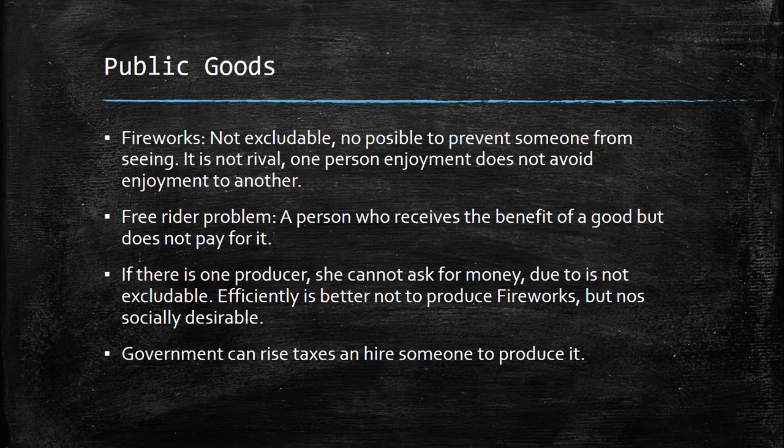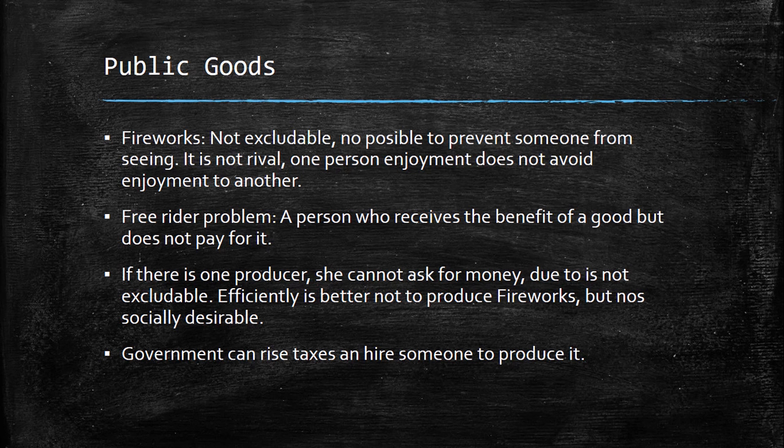For public goods, we are going to focus on a good that is a great example. We need to imagine a small town where everybody can see fireworks from any place. So we know that they are not excludable. The fact that you put them there, you cannot go and blind someone just to avoid them looking at the fireworks. So definitely we can assume that it is a non-excludable good. It's not possible to prevent someone from seeing it.